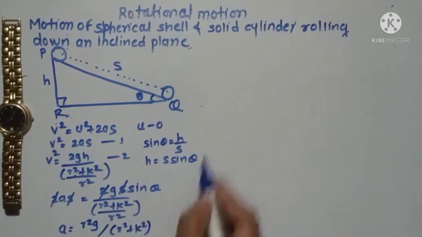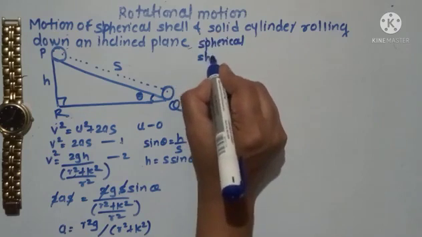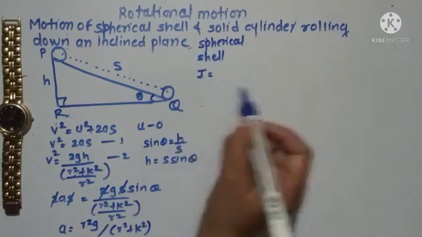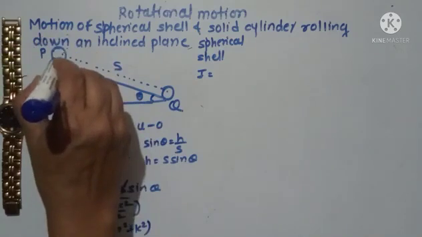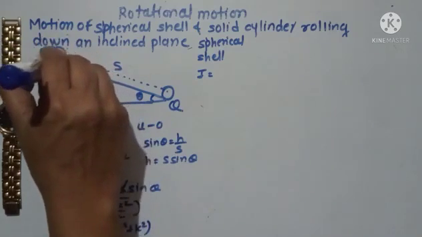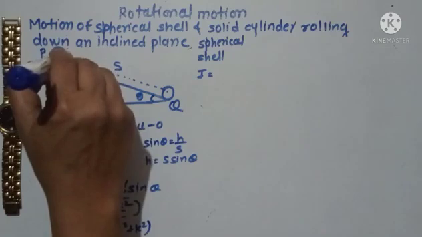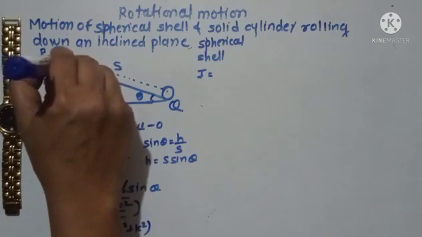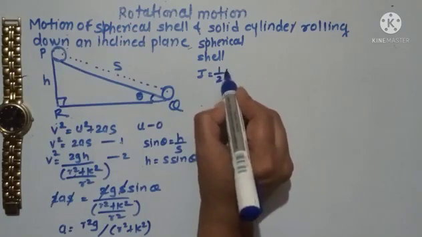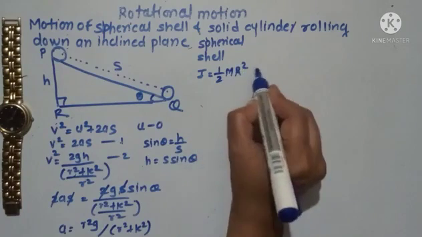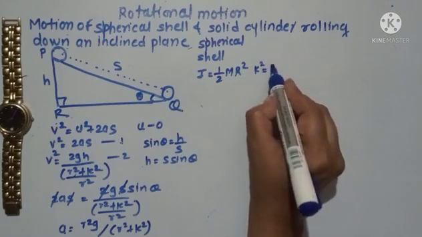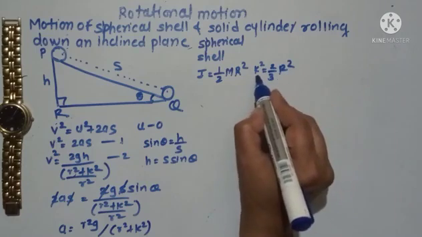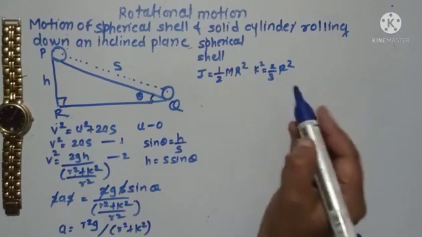Now let us calculate this acceleration for a spherical shell. For a spherical shell which is rolling down, the axis of rotation will be like this, and the moment of inertia of this rolling body passing through one of the ends is given by I is equal to 1 half mr square, and for this case k square is equal to 2 by 3 r square. This is the radius of gyration. So this is a relation between the radius of gyration and the radius.